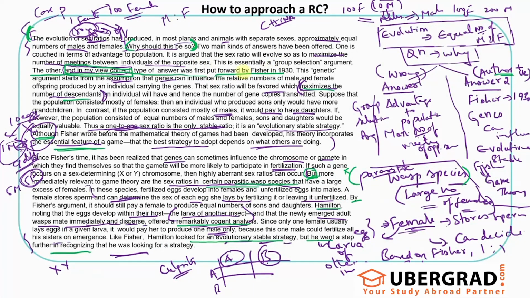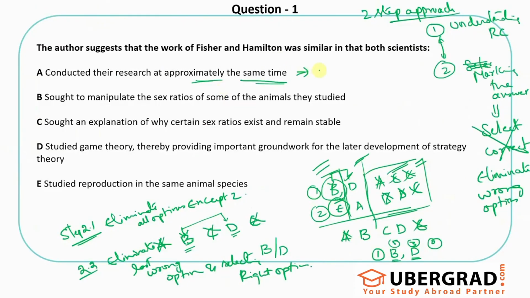Right? Yes, it says Fisher has put up some theory in 1930. Do I have any clue on when Hamilton has put up his strategy? No clue, right? So it's like information is missing. I don't know, so this is absolutely wrong for sure. I cannot give that as a fact.